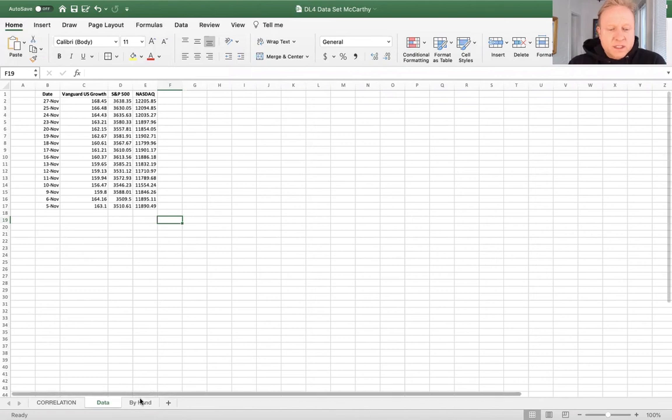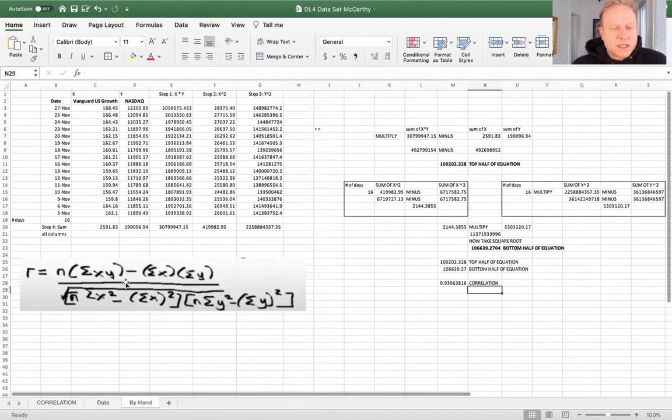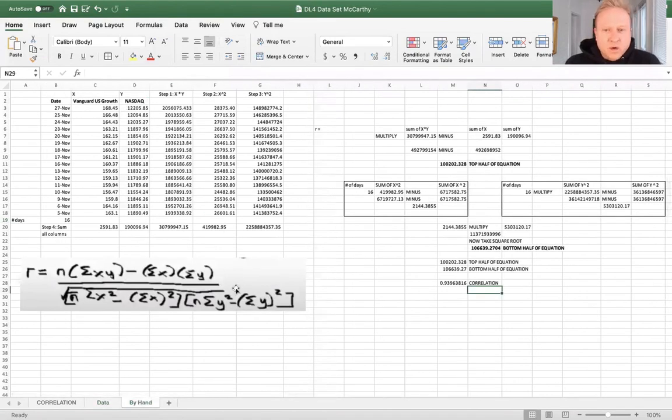So now, see this tab down here, "by hand"? Let's calculate it by hand. So I pull the formula over. Step one is going to be X times Y. So this is just simply, as you can see, D times C. X times Y goes here. Step two is X times itself. 168.45 times itself goes over here. Step three is Y squared, 12,205 times itself goes over here.